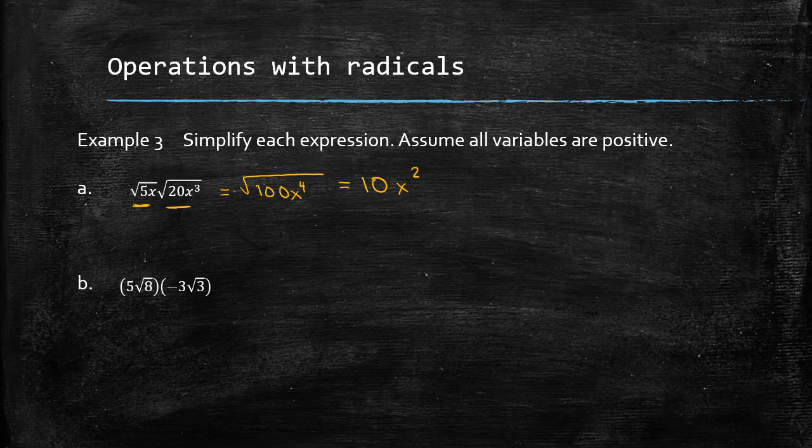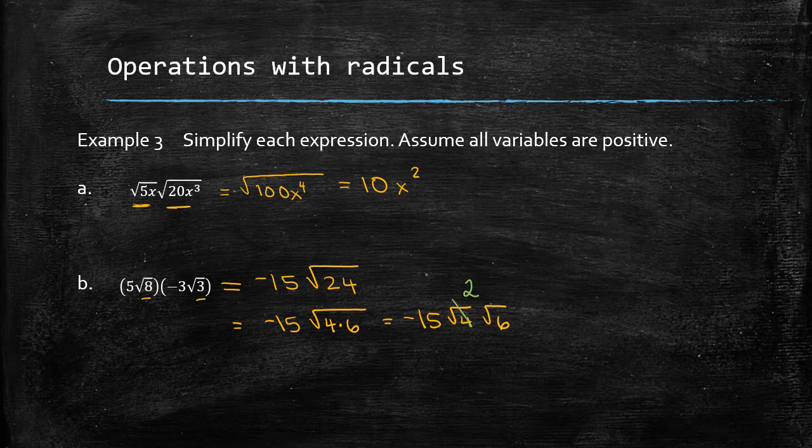Okay, part B, we're still multiplying, so I have 5 times the square root of 8 times -3 times the square root of 3. So we still want to multiply the coefficients together first, and we'll get -15, and then multiply the radicals together, and we'll get the square root of 24. Okay, this we need to keep going on. 24 is not a perfect square, but it does contain a perfect square as a factor, so we're going to think of 24 as 4 times 6. Break it up into two radicals. Okay, the square root of 4 is 2. And remember, these numbers being multiplied together, so 15 times 2 will give me 30, so -30 times the square root of 6 is our answer.